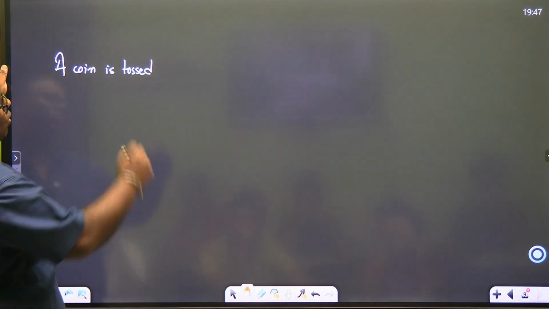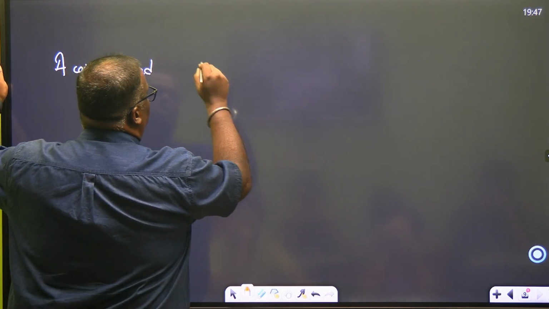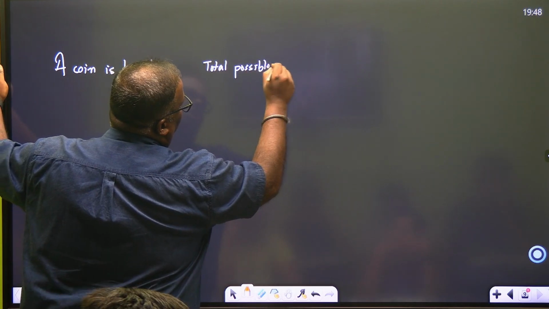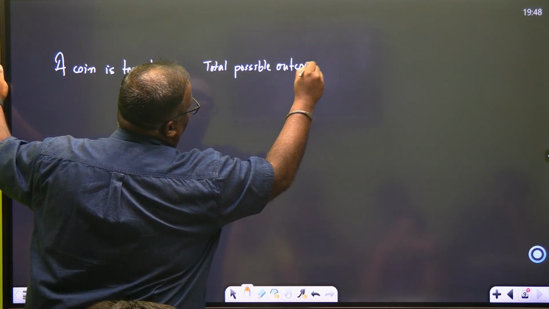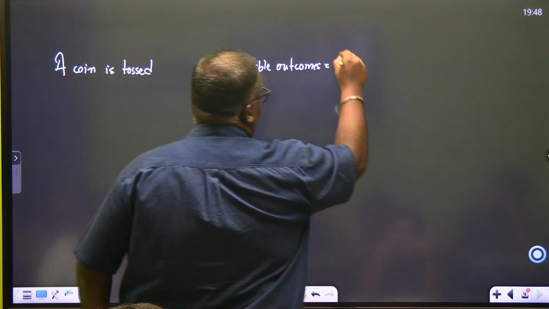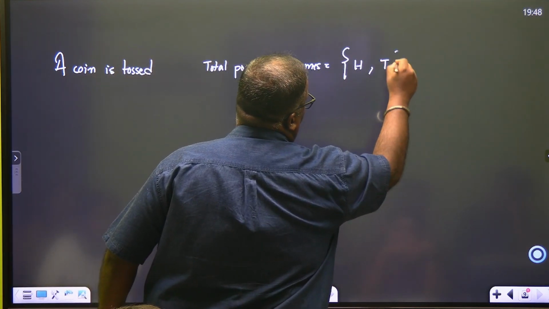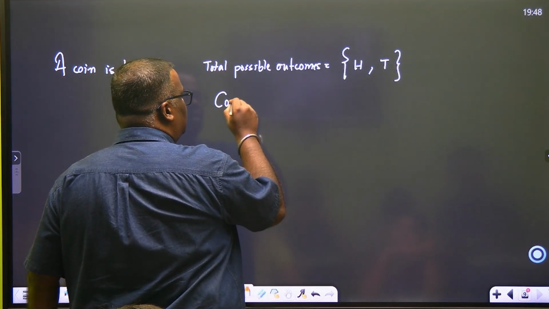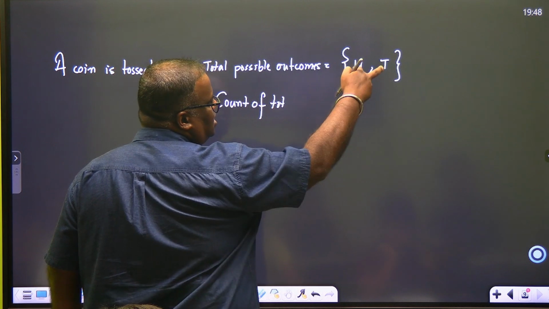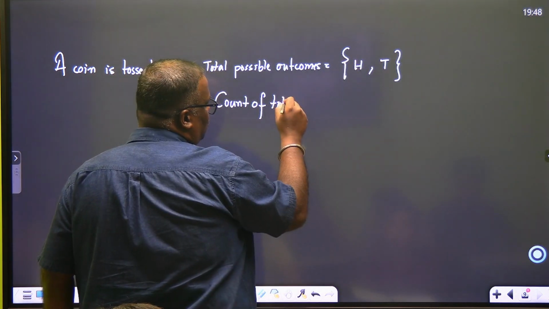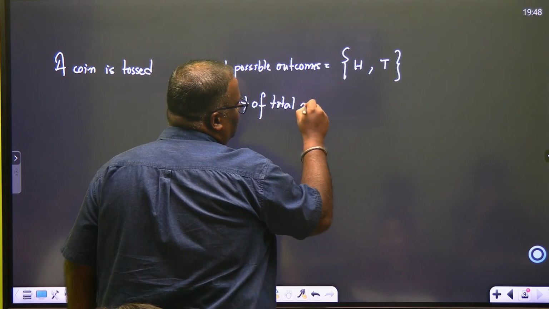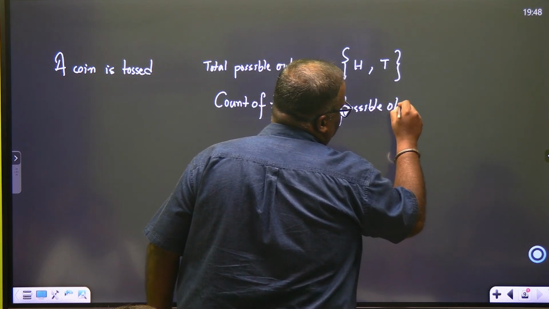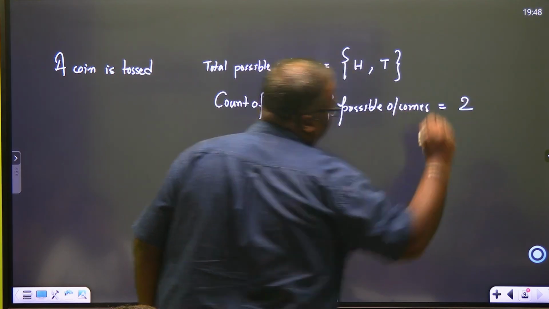A coin is tossed. Now, total possible outcomes. What are the total possible outcomes? Head and tail. ठीक है? अभी मैं अगर आपको पूछूं, what is the count of? Now this is something called literature. This is not a number, but in maths we need numbers. So what is the count of total number of possible outcomes? आप क्या बोलोगे बेटा? 2. ठीक है?